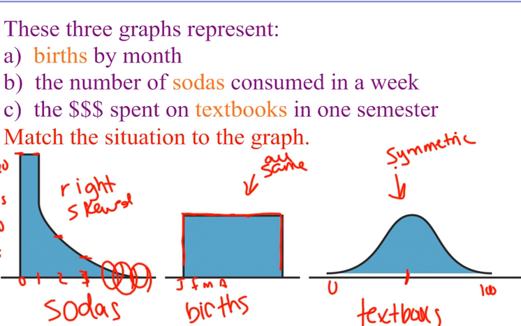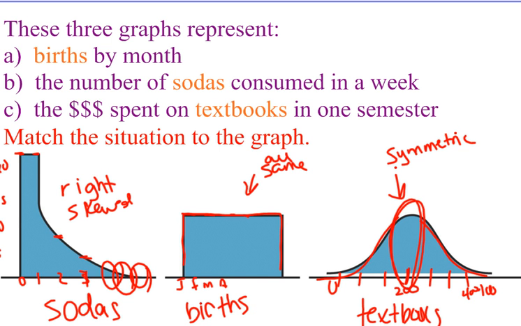Textbooks probably have an average price. Let's say in a semester kids spend $200 on textbooks in college. Some kids are going to spend 100, 150, 75, whatever that wants to be, and some kids are going to spend like $400 on textbooks. But most kids will spend the average price. The average, and then they'll go up or go down. So that's where you get your symmetric data. Most kids hit the average, then there's a few below.